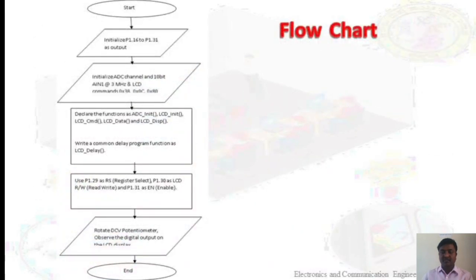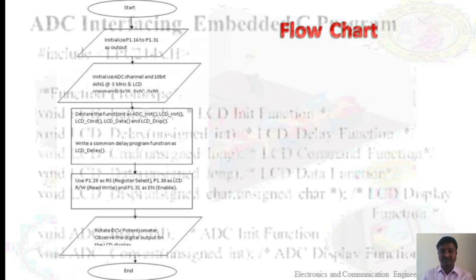The flowchart is as shown in the figure: start, initialize the port pin values, then initialize the ADC init and LCD init values, then declare all the functions which are used, that is ADC init, LCD init, LCD command, LCD data, then write a common delay program, use pin P1.29 as register select, then rotate the potentiometer of DC voltage, observe the output on the LCD display, end of the program.